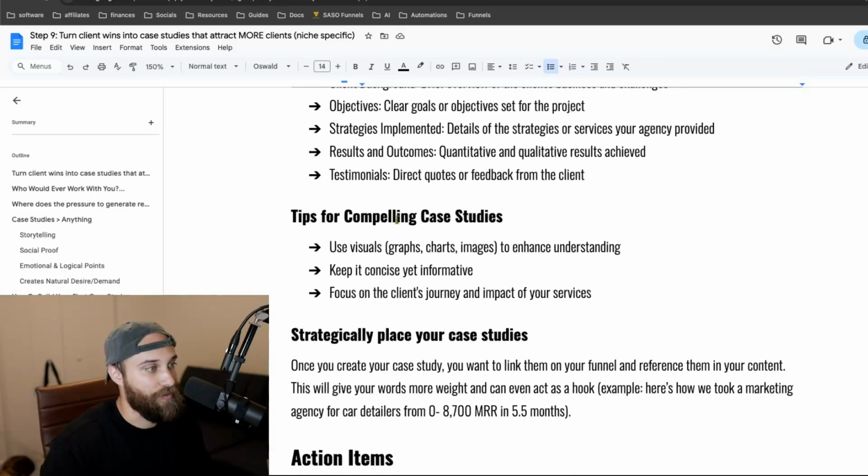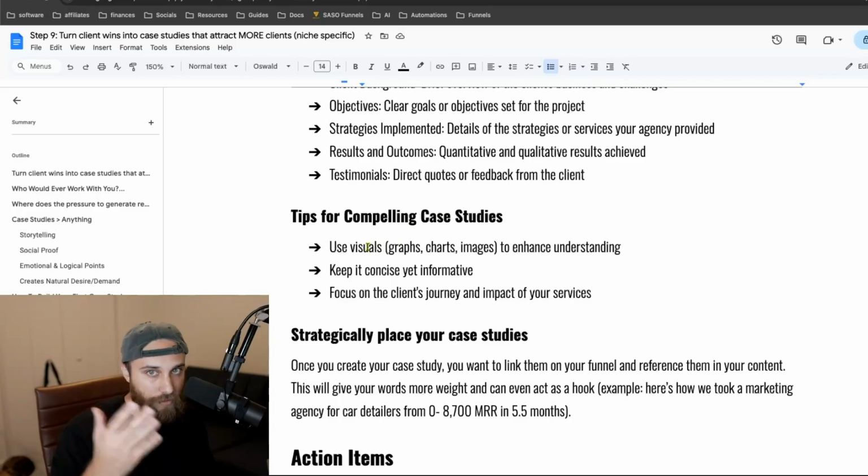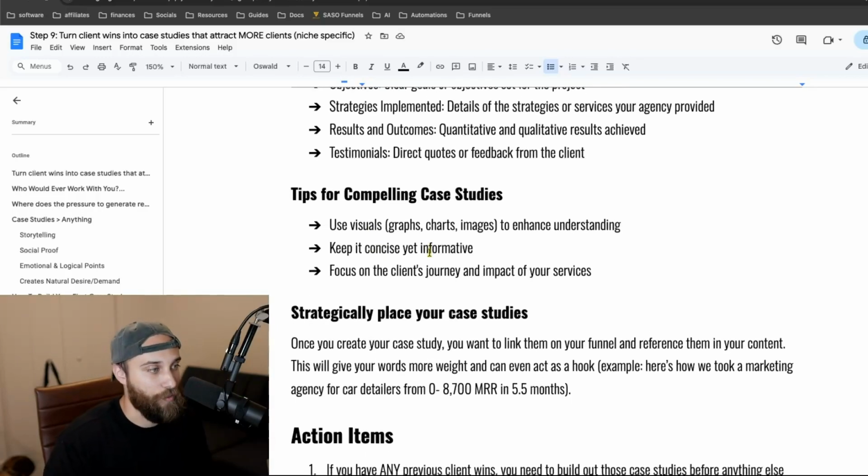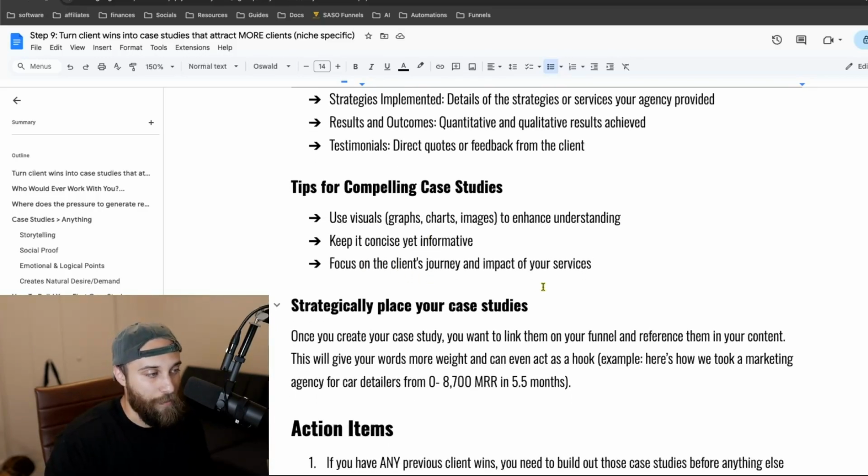And now let's look at some tips for compelling case studies. Use visuals, take screenshots, put them in there. Keep it concise yet informative. You should be talking as little as possible unless it's covering the process of what you did. Focus on the client's journey and the impact of your services.